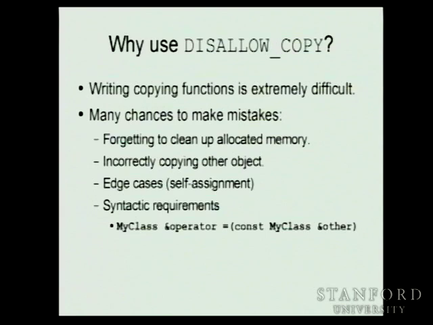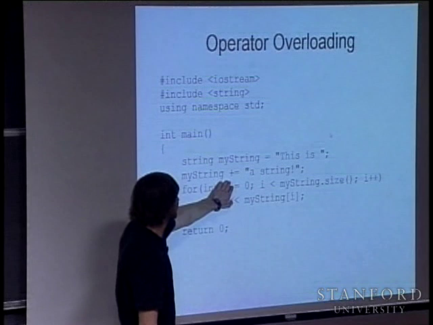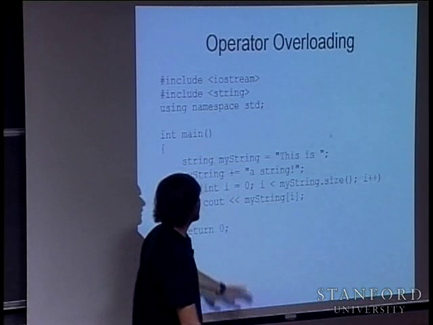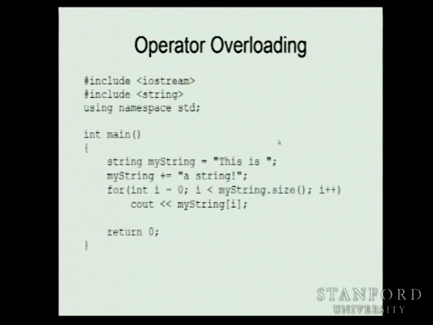So one more thing. This is pretty cool. I have this little code snippet right here. I make a string, and I say my string is equal to this is, and then I tack onto it a string. I'm going to iterate over this entire string, and in every step I'm going to print out the current character. So this just prints out the string one letter at a time. Let me go highlight a few things.